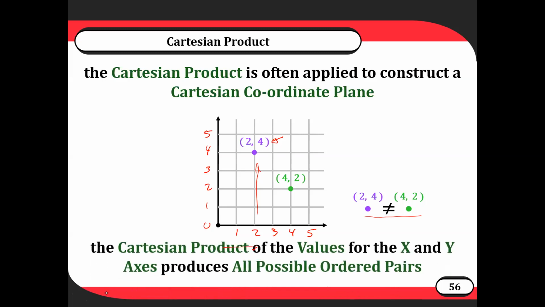Right. So we take the Cartesian product of the values for the x and y axes to produce all the possible ordered pairs. The Cartesian product of the numbers from 0 to 5 would be every single possible intersection point here on our grid. So we could represent them all, and there would be, well, what is there, 6 altogether? It's not quite 6 by 6, is it? 6 by 6 minus 1 or something? Yeah.